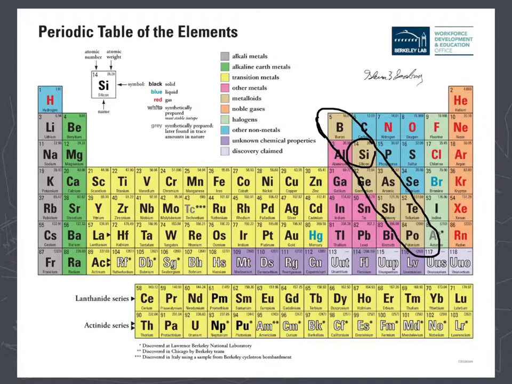Sometimes, for example, silicon acts as a nonmetal, but most of the time it acts as a metal. Arsenic mostly acts as a nonmetal, but sometimes it acts as a metal. So generally, if you're on the left-hand side of the staircase, as far as the metalloids, you're more metallic-like. And if you're on the right-hand side of the staircase, you're more nonmetallic-like.